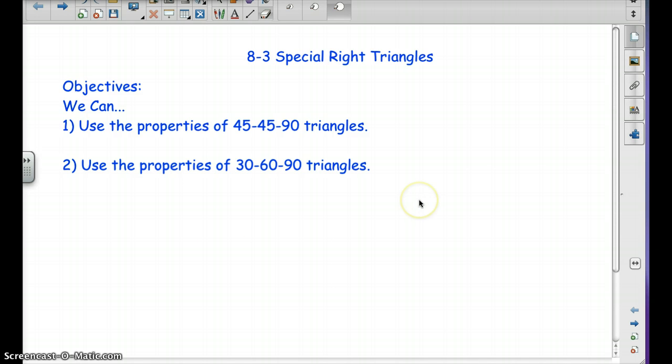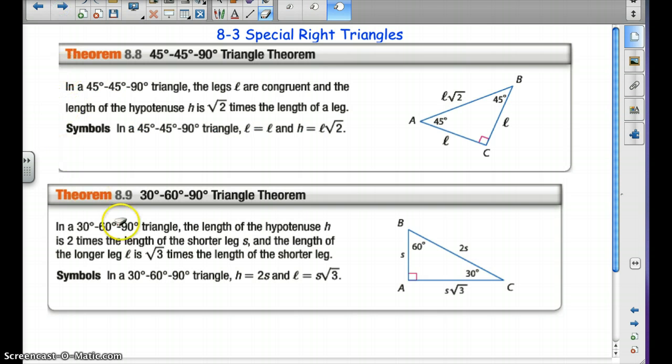We're going to talk about special right triangles. So they have angles 45, 45, 90 and 30, 60, 90. And knowing those angles, you can find the sides without even doing the Pythagorean theorem. So that's kind of nice. So here are the theorems. I'd like you to pause the video and write them down.